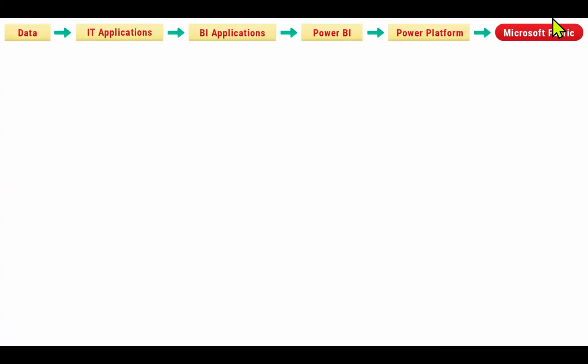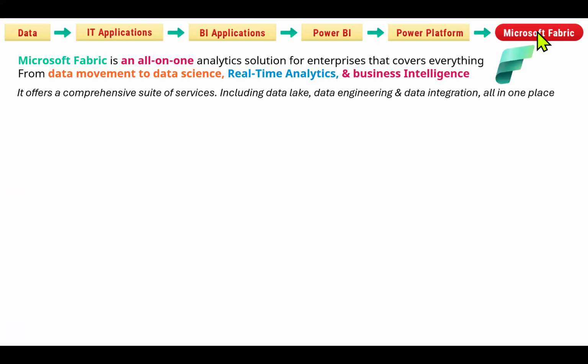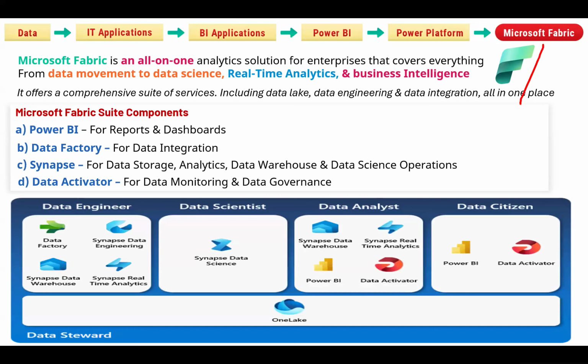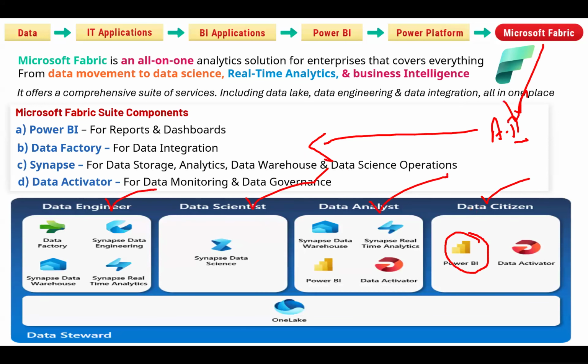Now Microsoft Fabric. So this is a modern one. It is an artificial intelligence based suite with four components. Fabric contains four components: Power BI, Data Factory, Synapse, and Data Activator. And can this Fabric work on Mac? Fabric is an AI based solution with these four components, specially designed for data engineers, data scientists, data analysts, and data citizens. And can it work on the Mac product? Give me a minute. So for data citizens, Power BI provides support, for data analysts, Power BI provides support, and others. But these are the components of Fabric providing support in these areas.